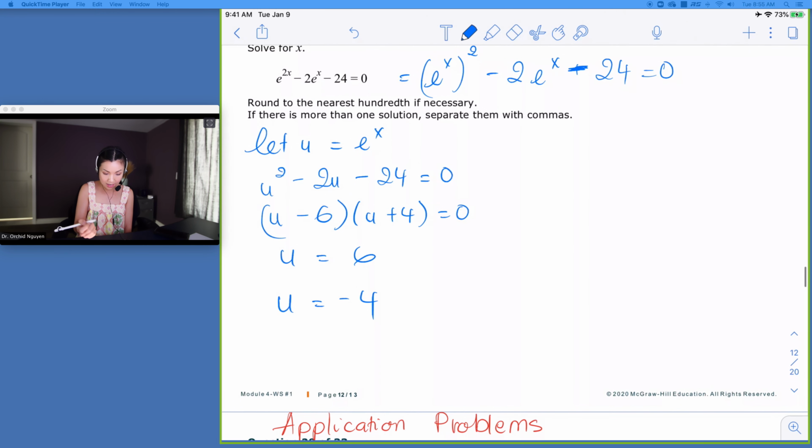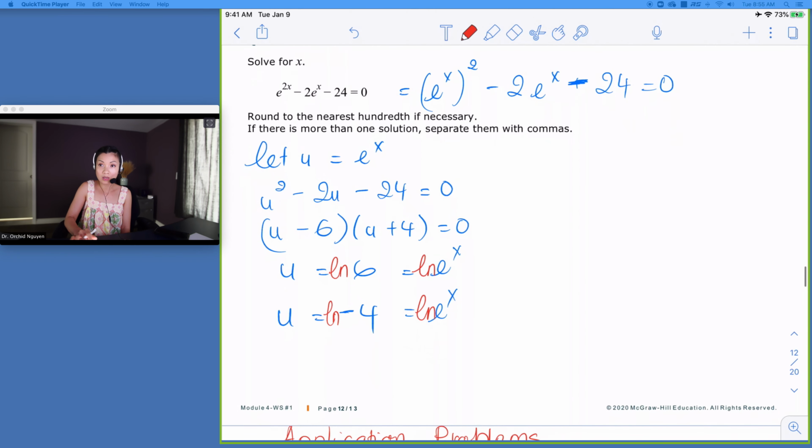Now going back, instead of u, I put e to the x power. So how do I solve for x? I just apply ln. You see that we have a problem. You can't do ln of negative 4. So the only thing we can do is ln 6. We have to cross this one out. And of course you can use a calculator for that.